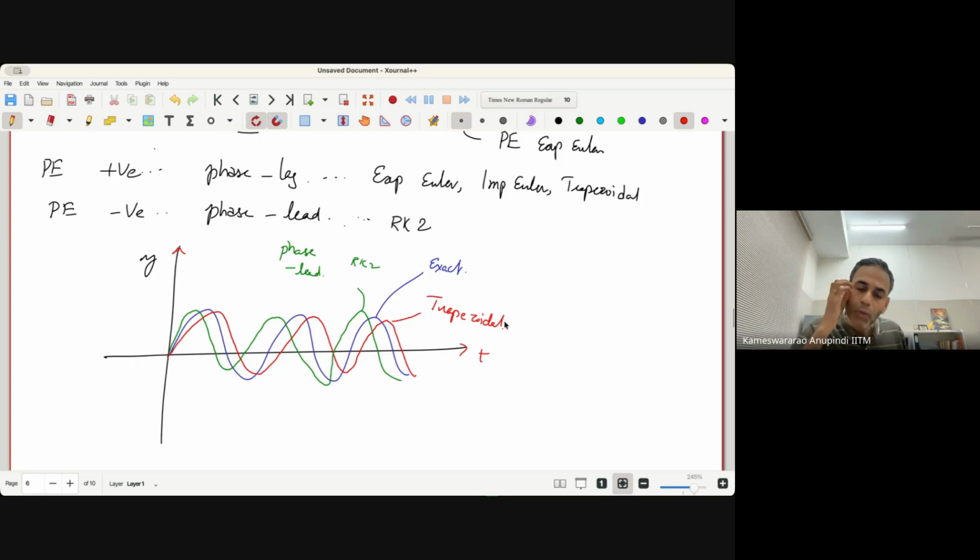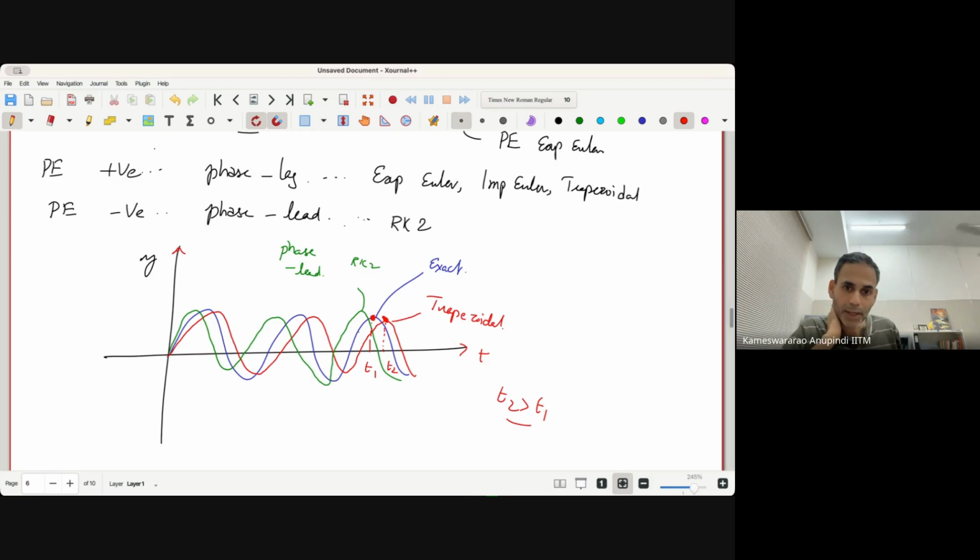Okay, so what we mean here is that when we say phase lag, if you look at this peak, this peak has come at some time t1, okay? Whereas this peak now will come at t2, which is greater than t1, right? T2 is greater than t1. That means it is arriving at a later time. That is why it is called phase lagged, right? You're going to see the peak later.